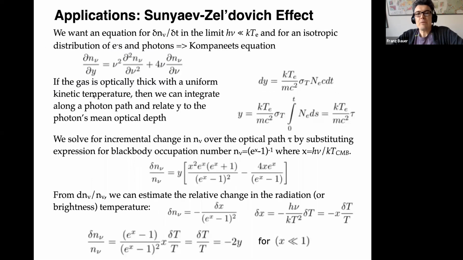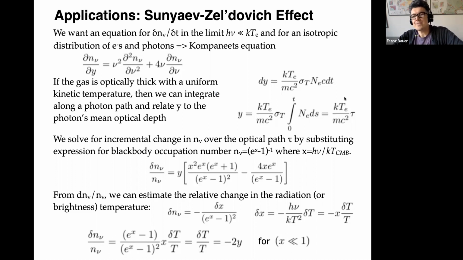Okay, so how will we actually calculate this? What we want to do is solve Kompaneets' equation. And so we want to solve dN/dt in the limit where the photon frequency is much less than the electron energies. And we have an isotropic distribution of electrons and photons, so Kompaneets' equation works out well. We can simplify it to dN/dy, where y is now related to T, the Thomson cross-section, the number of electrons, and the relative electron temperature.